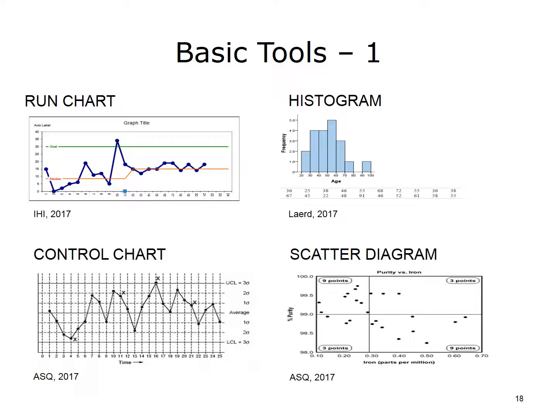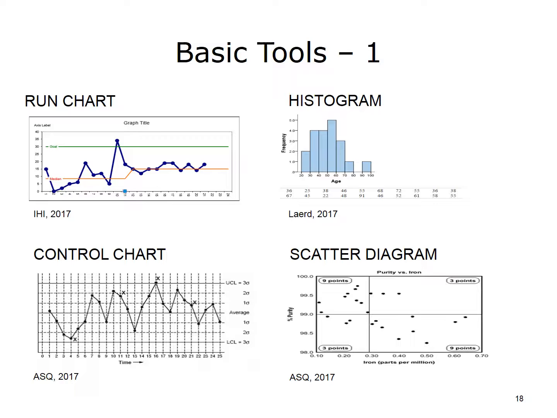Run chart. Run charts are plots of data, arranged chronologically, that can be used to determine the presence of some types of signals of special cause variation in processes. A center line, usually the median, is plotted along with the data to test for shifts in the process being studied. Control chart. A control chart consists of chronological data along with upper and lower control limits that define the limits of common cause variation.